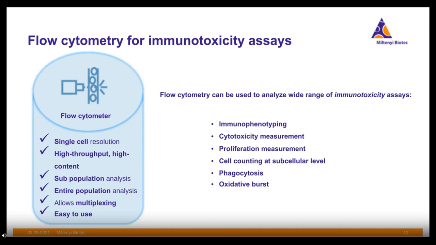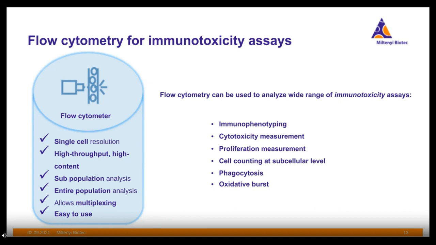If you remember some of the assays that were shown previously, as an analysis of some of those assays, flow cytometry can obviously be used. As a first assay, you can think about immunophenotyping. However, not only immunophenotyping, one can also perform flow cytometry analysis to measure cytotoxicity, also cell proliferation, and then to measure the cell counting at subcellular level. Flow cytometry is also a really excellent tool.